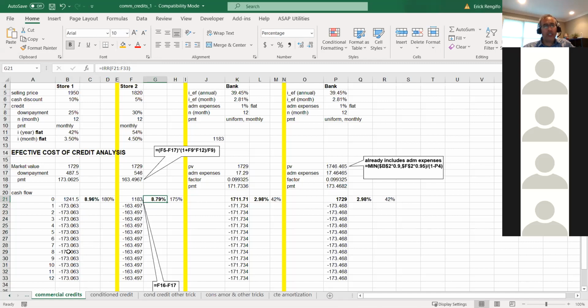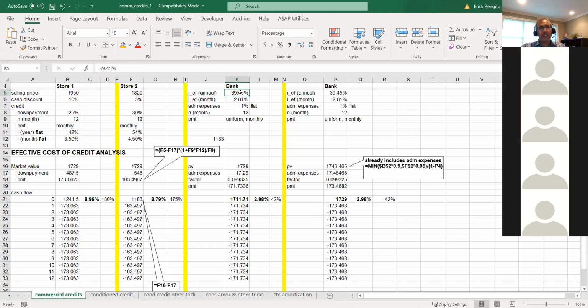So if you need to select between store 1 or store 2, obviously you're going to select store 2, even though they are very close to each other, but store 2 is the one that has the lowest interest rate. Okay? Now, when you work with a bank, guys, what you do is the following.